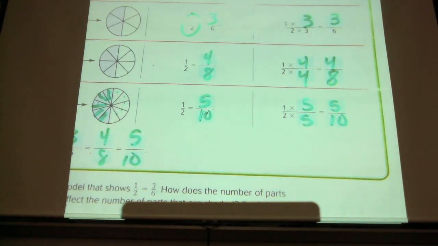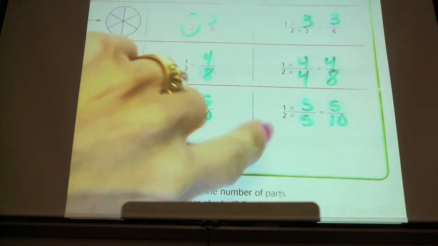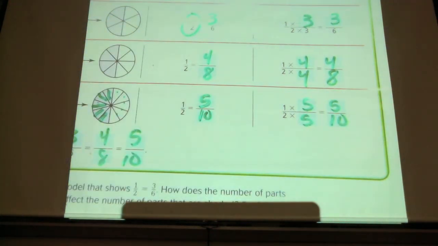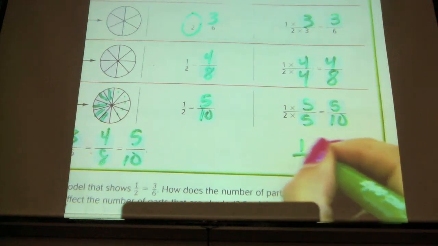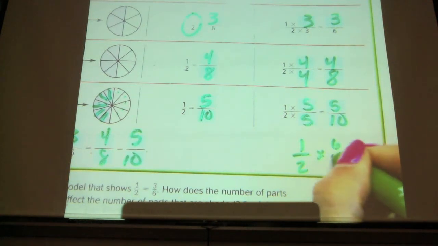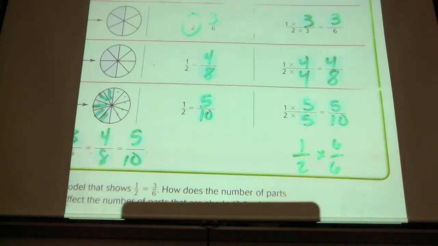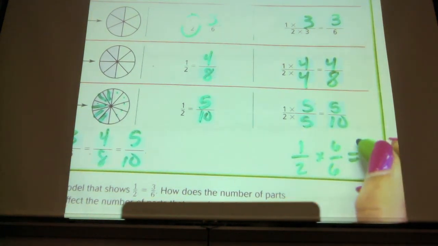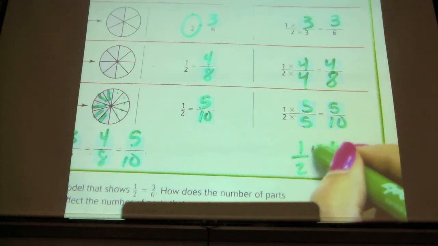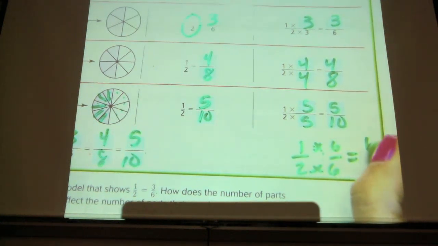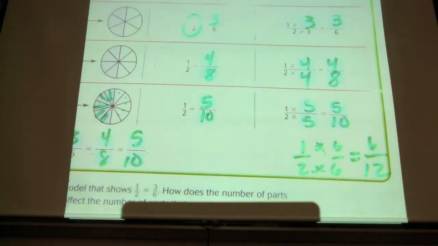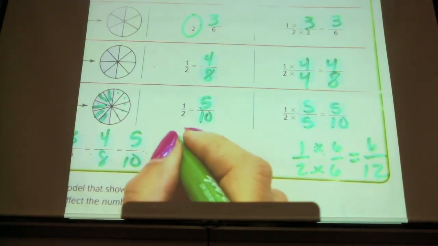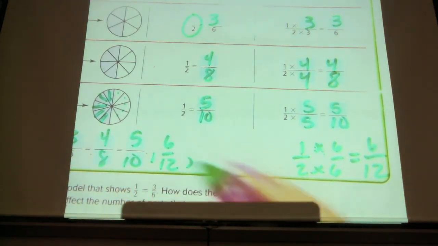Not adding, I'm going to multiply. What I did by 5 last, so my next one I'm going to multiply by 6. So multiplying 1/2 by 6 over 6. 1 times 6 is 6, 2 times 6 is 12. So my next one would be 6/12.